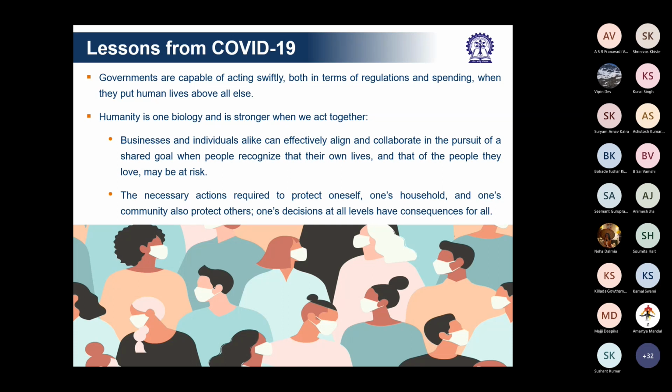So already powerful lessons can be drawn from the collective experience of the pandemic. First and foremost, what we have learned is that governments are capable of acting swiftly, both in terms of regulation and spending, when they put human lives above all else.